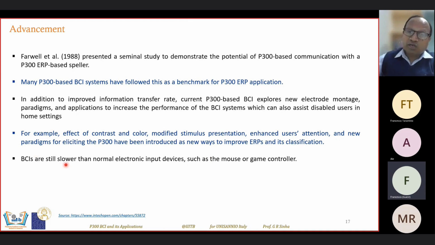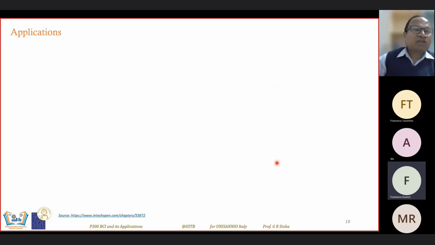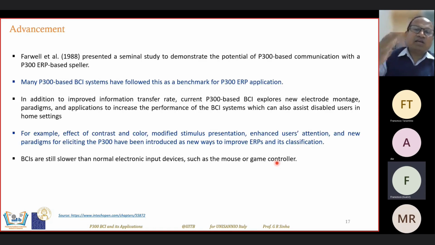BCIs are still slower. Speed is always an important issue in BCI compared with normal electronic input devices. Whatever input devices there are, such as the mouse and game controller, they have much higher speed than BCI. The response time is slow, isn't it? So we have to keep all these things in mind while going for advancement in BCI.